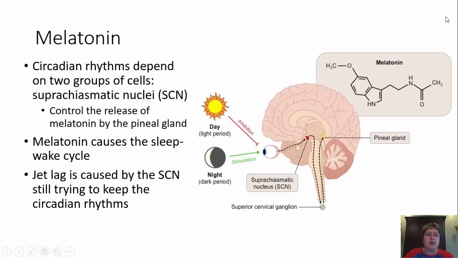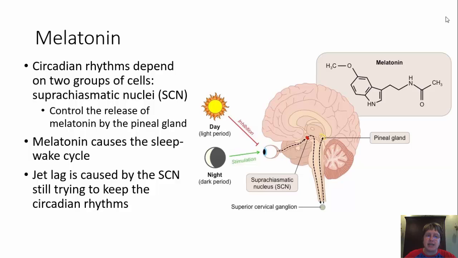All right, a third hormone is melatonin, and melatonin is really important with your circadian rhythms. And circadian rhythms depend on two groups of cells, the suprachiasmatic nuclei, abbreviated and called the SCNs for short. And these guys control the release of melatonin by the pineal gland to keep that circadian rhythm up. So melatonin is essentially causing your sleep-wake cycle.